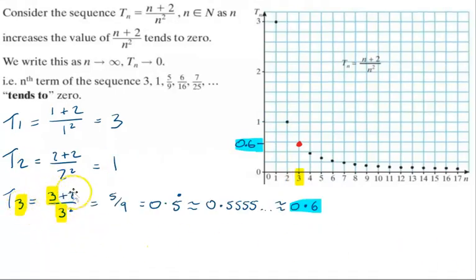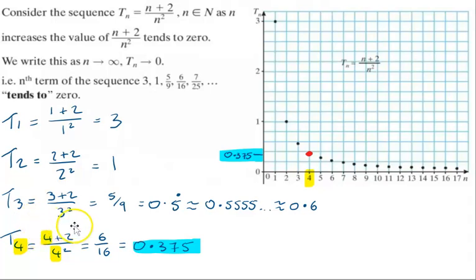T3 will be 3 plus 2 over 3 squared, which will give us 5 ninths, which is 0.5 with a little dot over the 5, which shows that the 5 is recurring. So that's approximately equal to 0.5555, which rounds off to about 0.6. So subbing in 3 into our nth term, we get an output of about 0.6. So that's where that red point comes from.